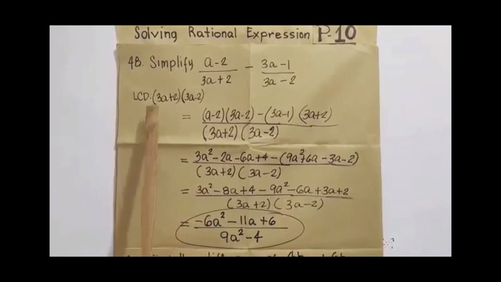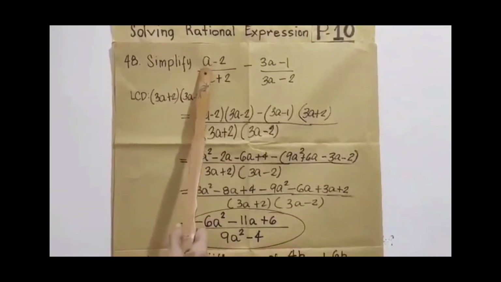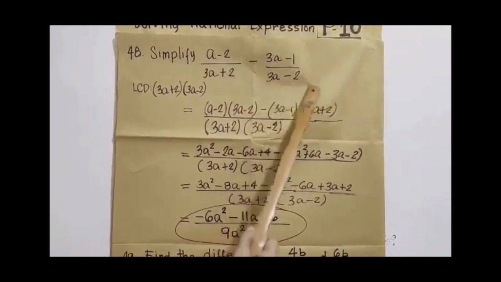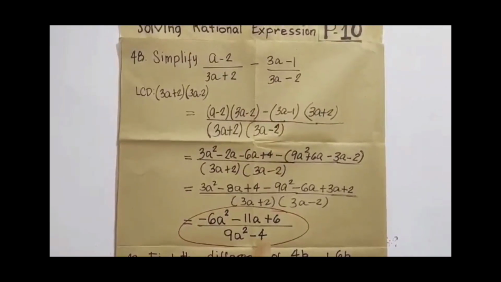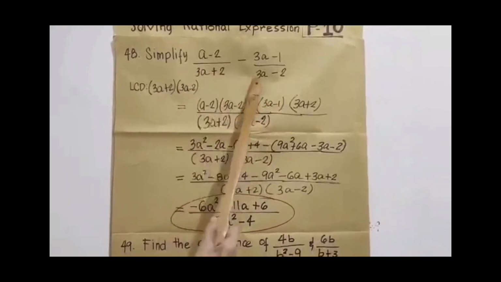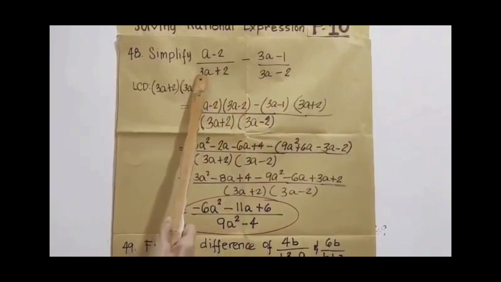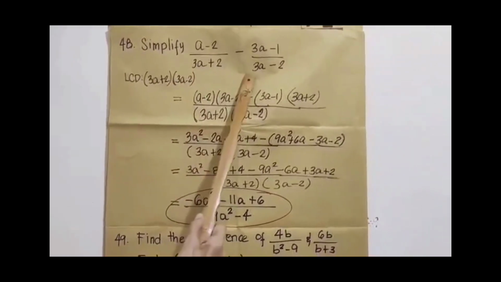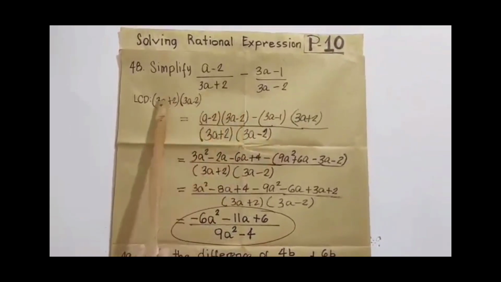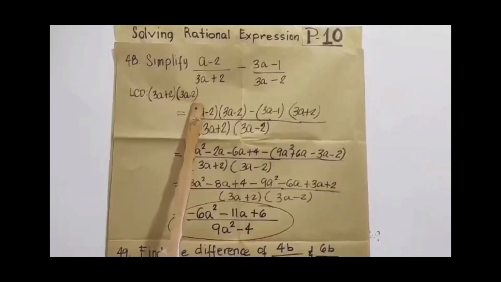Okay, guys, we are now in number 48. Simplify a minus 2 over a plus 2, then minus a minus 1 over a minus 2. Again, we first determine the denominators. They are not the same, and since they are prime, we have to multiply them. So a plus 2 times a minus 2.